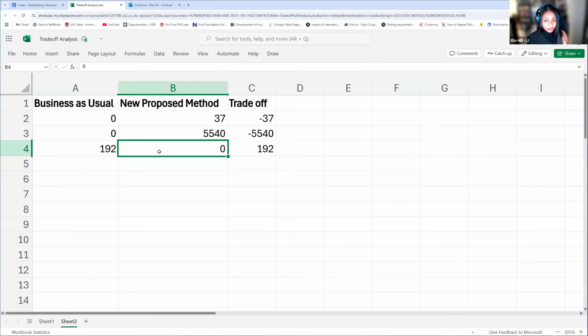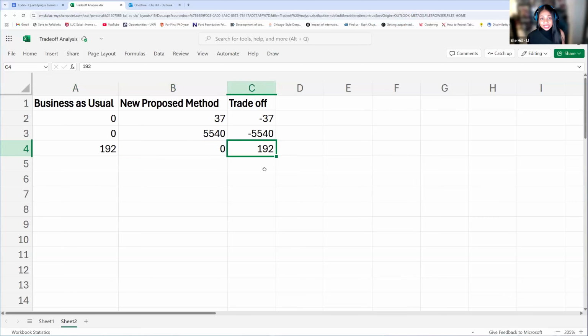This is why in this new method, we're going to see a 0. So we don't have to pay this anymore. So then our trade-off is actually going to be a savings of $192 because we no longer have to pay for that bubble wrap.